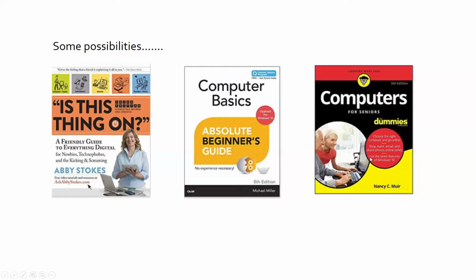Here's one I got from our local library, Computers for Seniors for Dummies. It's one of the Dummies series books. Nancy Muir has written a large number of computer books. It's a large type book, so that may be attractive for some of your members or for you. And it also covers, it's a Windows-based book. It's also based on Windows 10. It is somewhat duplicative of Michael's book, but I encourage you to check out and consider these.